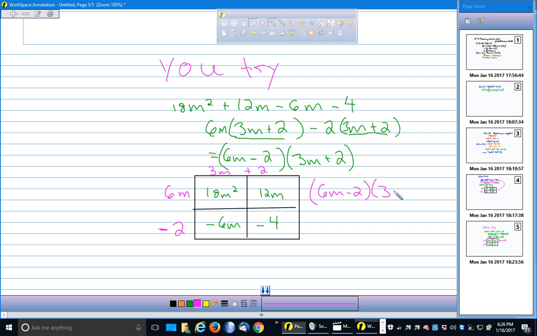And since multiplication is commutative, it doesn't matter which order you do it in.